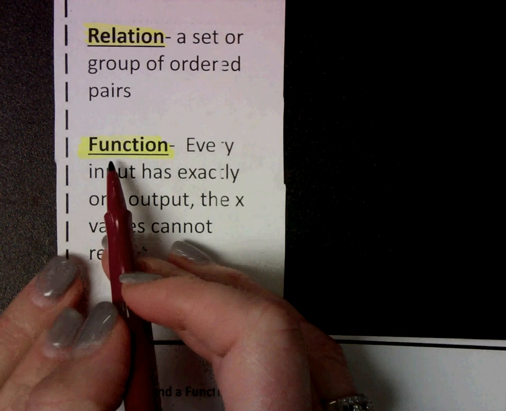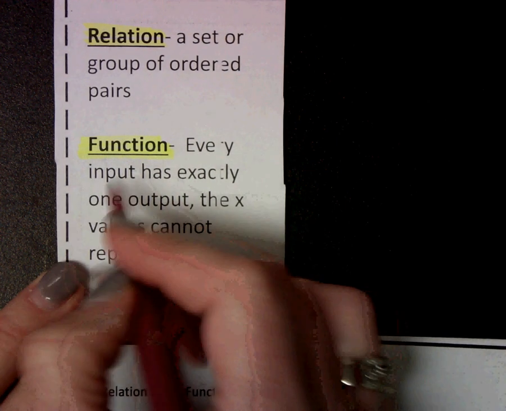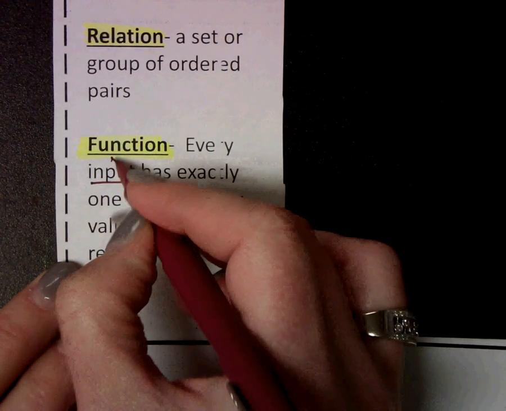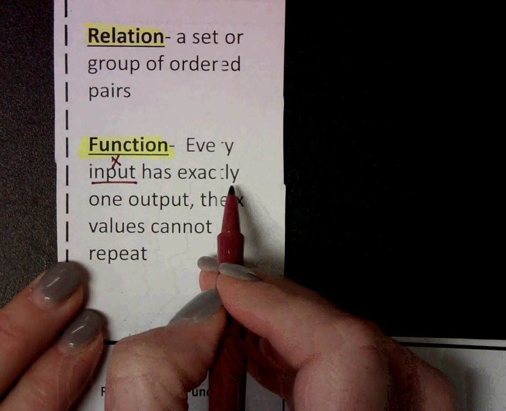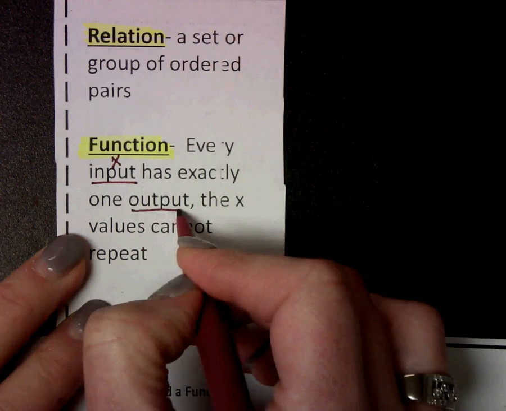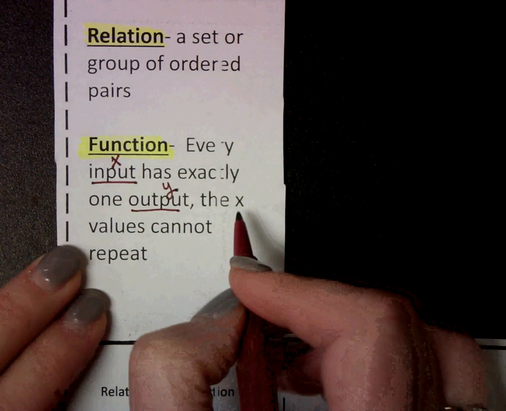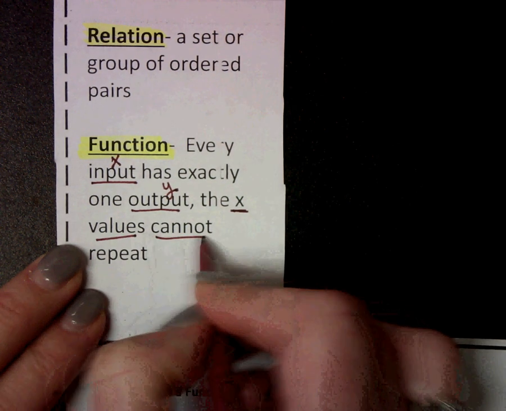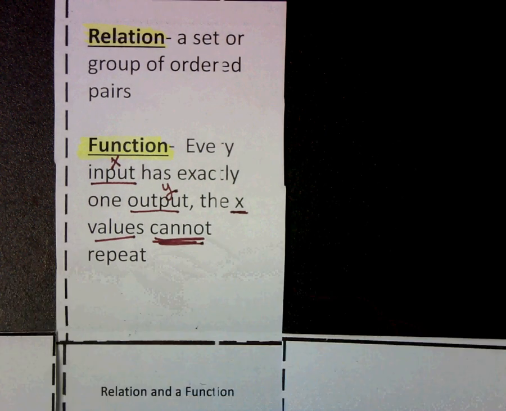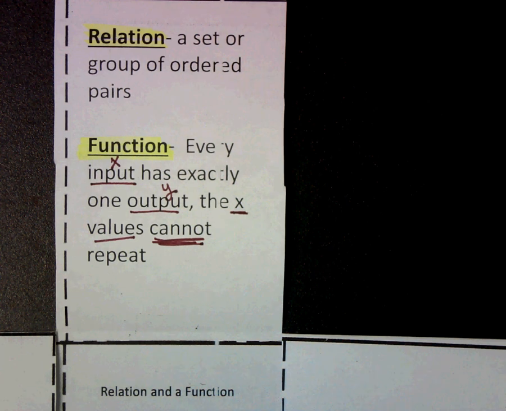So the definition of a function is every input, every x value, has exactly one output or y value. And what that's basically saying is that the x values cannot repeat. And so if you're picking up on that, the x values cannot repeat. So all we need to focus on are the x values, okay? So let's look at our relations.